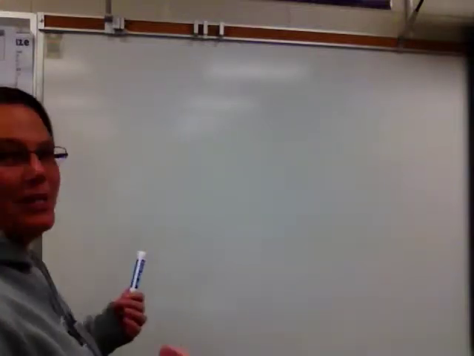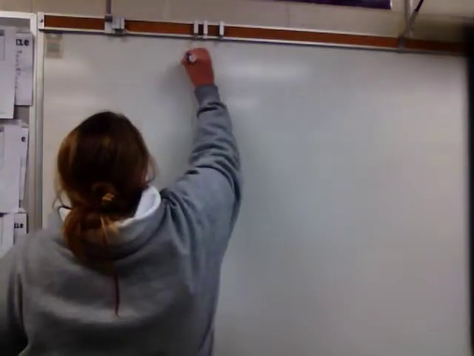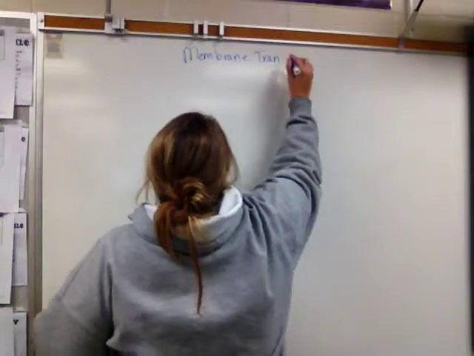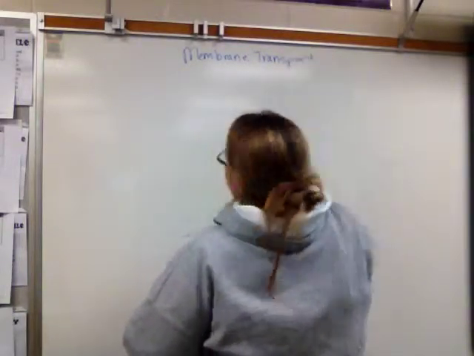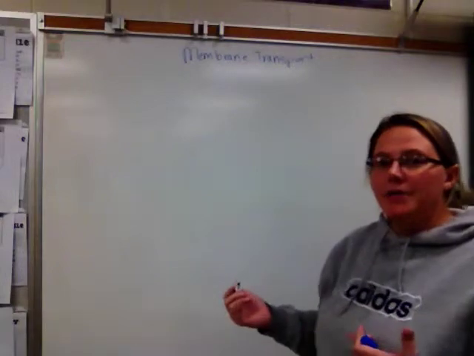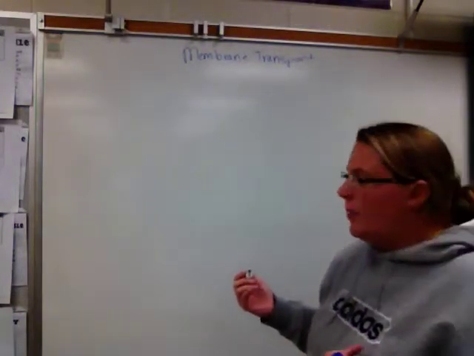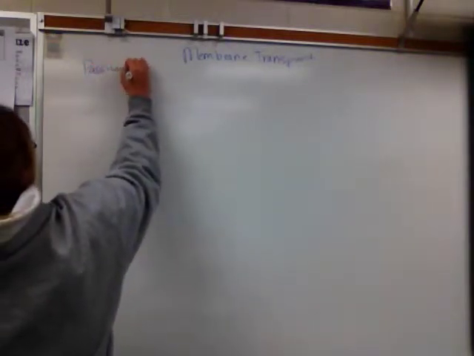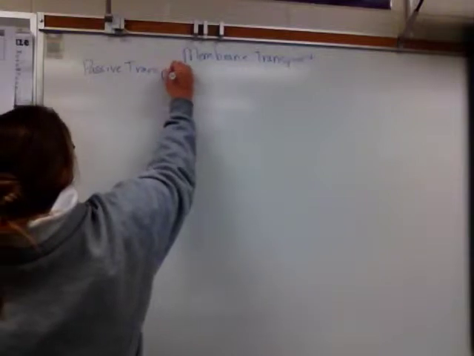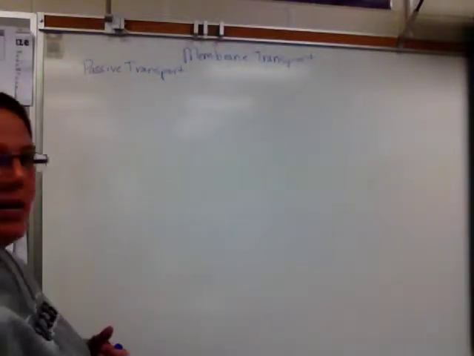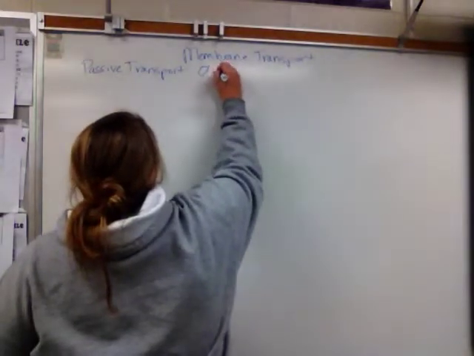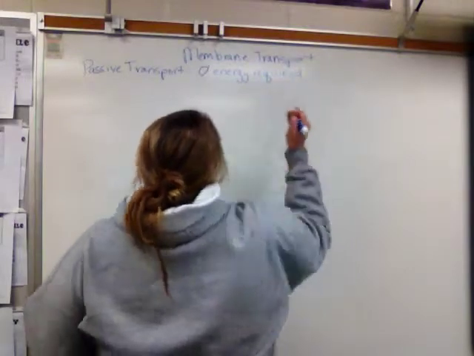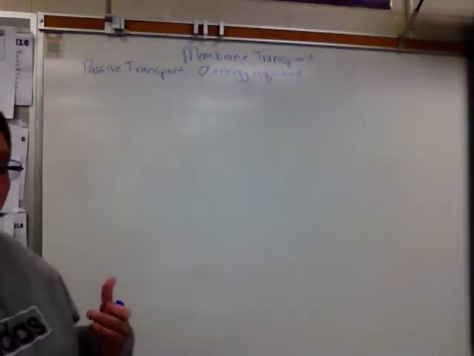Okay, today, guys, we're going to talk about membrane transport. If you remember from previous lectures, the cellular membrane is going to be selectively permeable. All right, so there's two ways you can get across the membrane. The first one we're going to talk about is what we call passive transport. By definition, passive transport means no energy required. So things are going to move without energy.